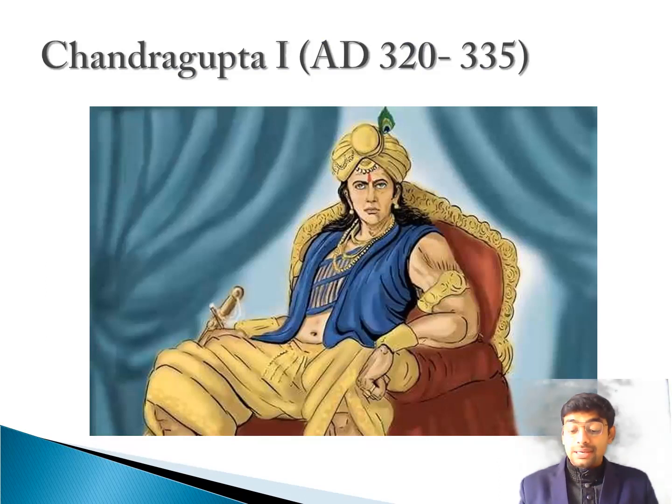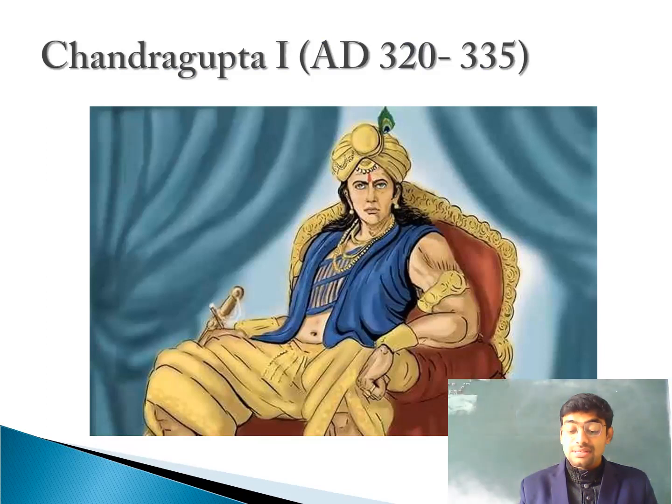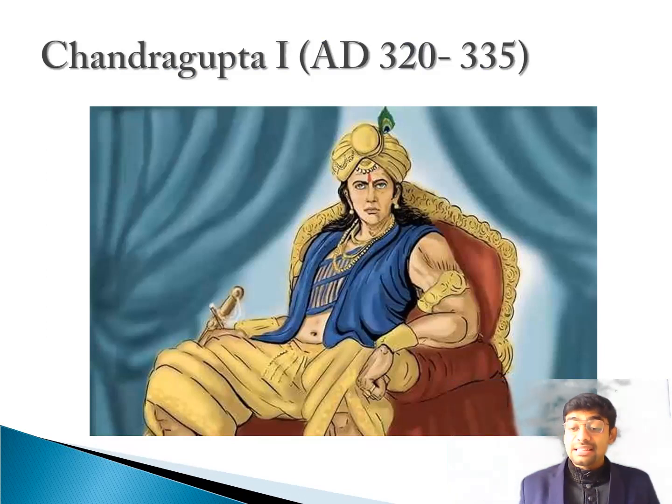Chandragupta ruled from Pataliputra. He extended his social influence from Magadha to Prayag, now known as Allahabad, and Saketa, which means Ayodhya in Uttar Pradesh. He remained in power till AD 335.